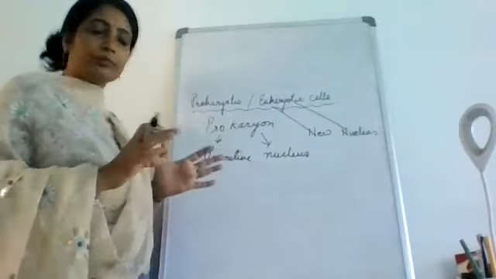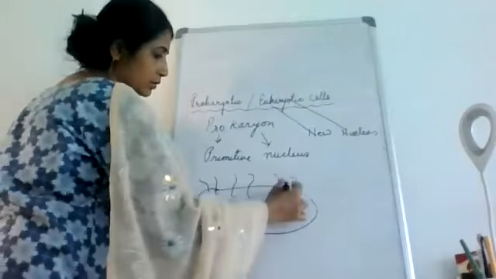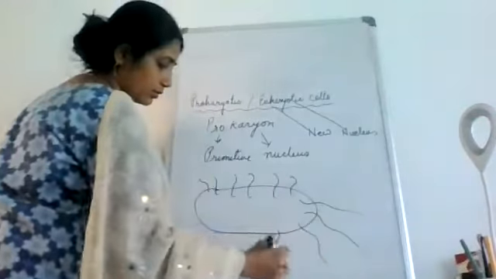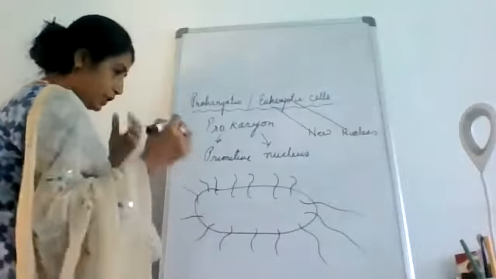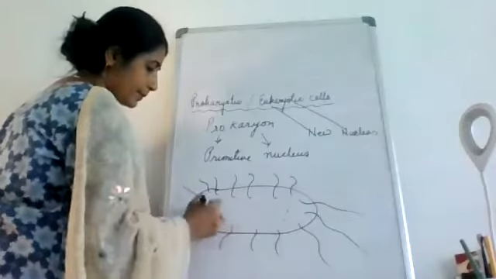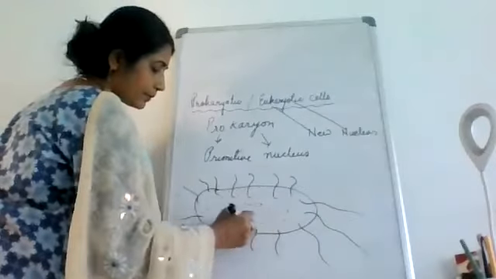The figure is like this. This is the figure. This is called nucleoid. Now this nucleoid is not present within a well-defined boundary. This is the cell wall.